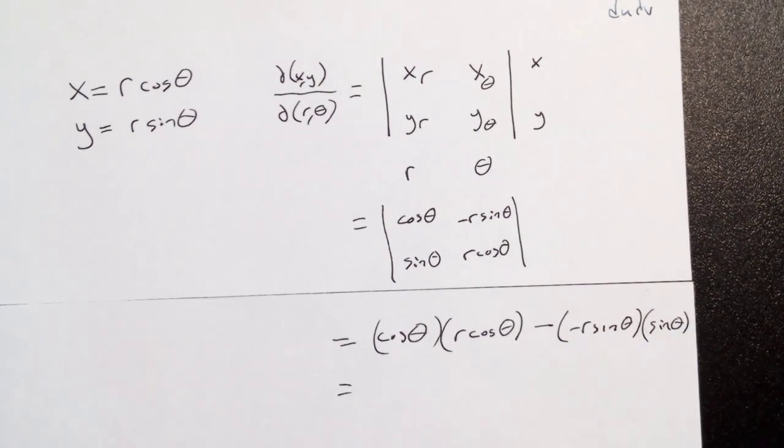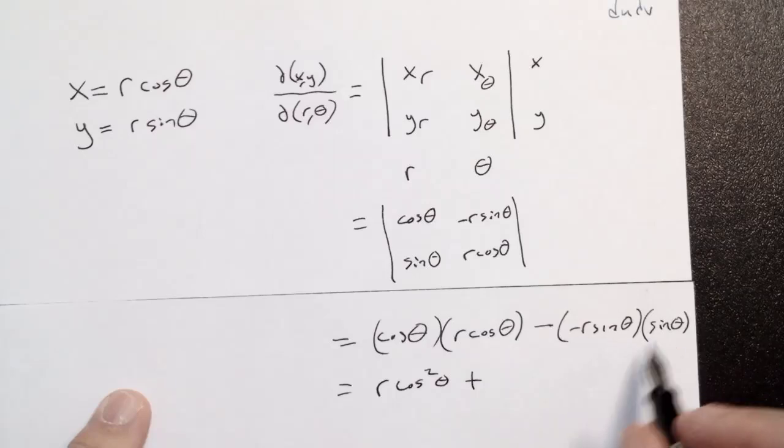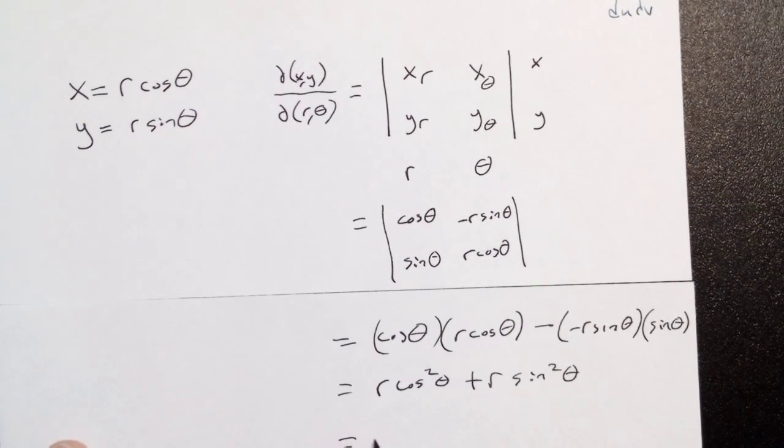But wait a minute. Cosine times cosine, I get r cosine squared theta. Minus a minus becomes a plus. I get r sine squared theta. Wait a minute. What's that? Just r.